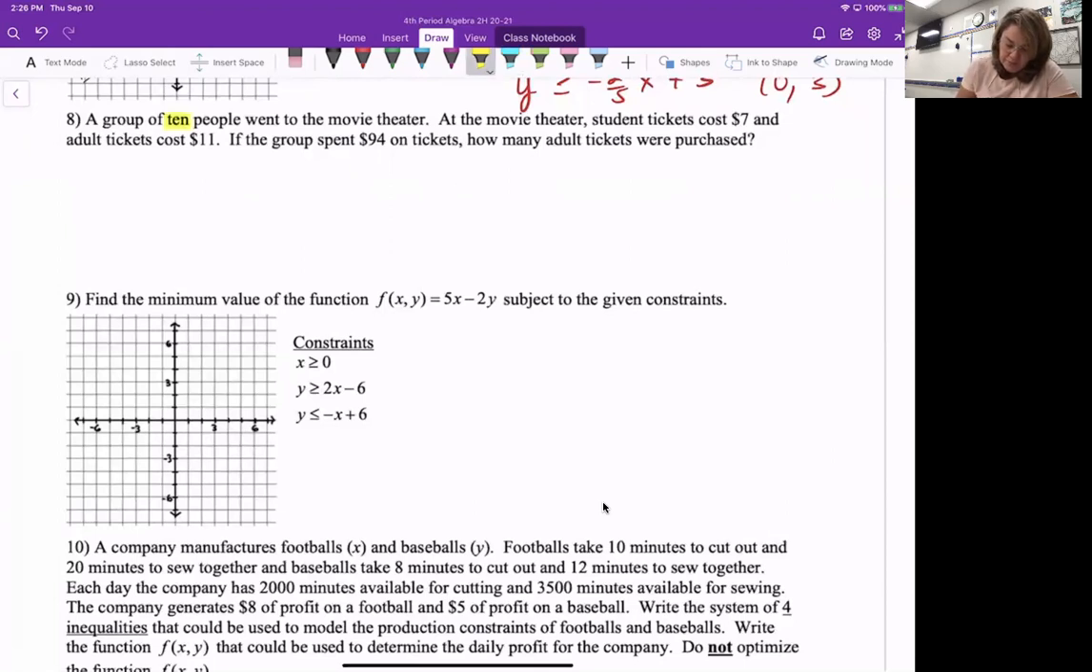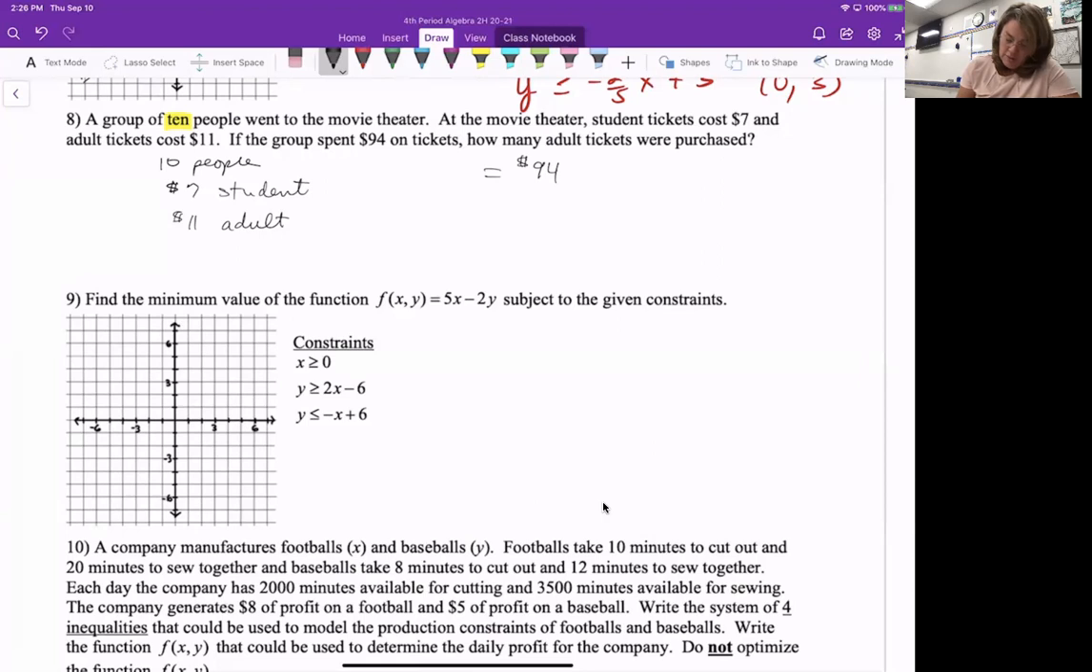A group of 10 people went to the movie theater. So I have 10 people. At the movie theater, student tickets cost $7 and adult tickets cost $11. I know that I have 10 people. I know the cost is $7 for a student, and the cost is $11 for an adult. If the group spent $94 on tickets, something's going to equal 94, I have a feeling. How many adult tickets were purchased?